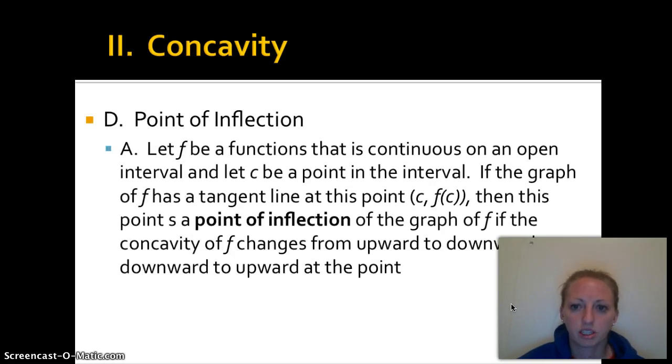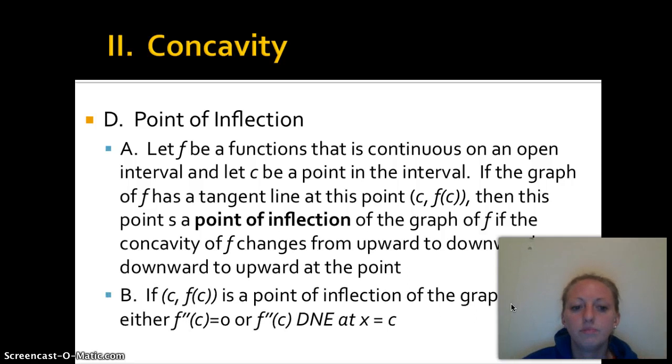Let f be a function that is continuous on an open interval, and let c be a point on the interval. So remember, c is just a number. So if the graph of f has a tangent line at this point, (c, f(c)), then this is a point of inflection of the graph of f if the concavity of f changes from upward to downward, or downward to upward, at that point. Really what it's saying is that if (c, f(c)) is a point on the graph, it's a point of inflection if the second derivative equals 0 or does not exist.